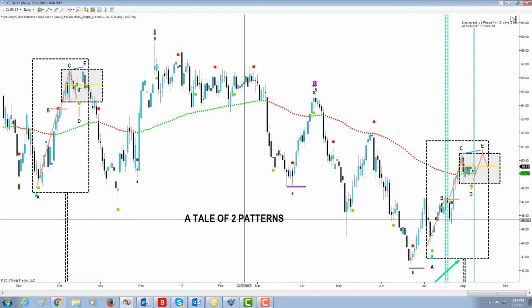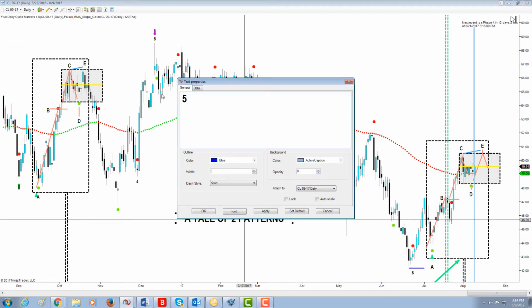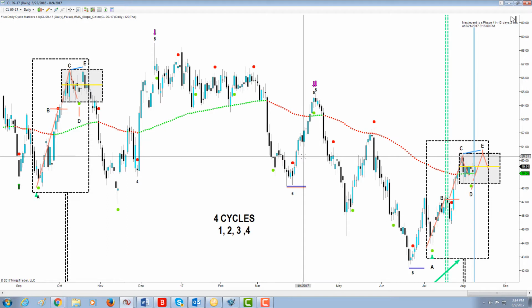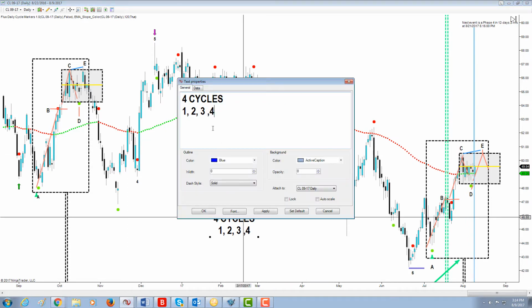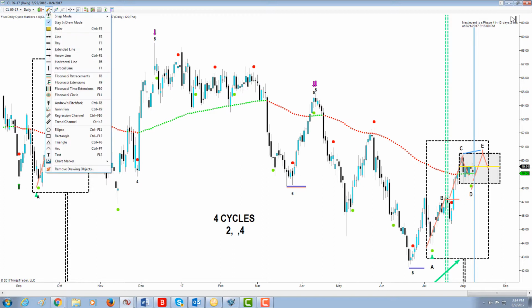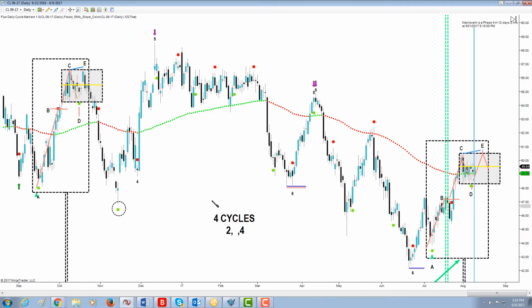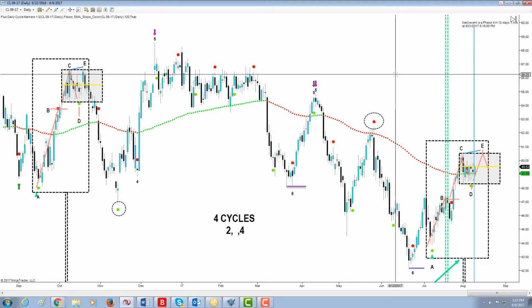So the Flux Daily Cycle Marker indicator has 4 cycles. It has phase 1, phase 2, phase 3, and phase 4. And those cycles are represented by circles on our chart. And for the case of this example in crude, I'm only showing phase 2 and phase 4. Phase 2 is represented by a large green dot, and phase 4 is represented by a large red dot. And one of the things you'll notice is that crude tends to reverse a lot around these dates.